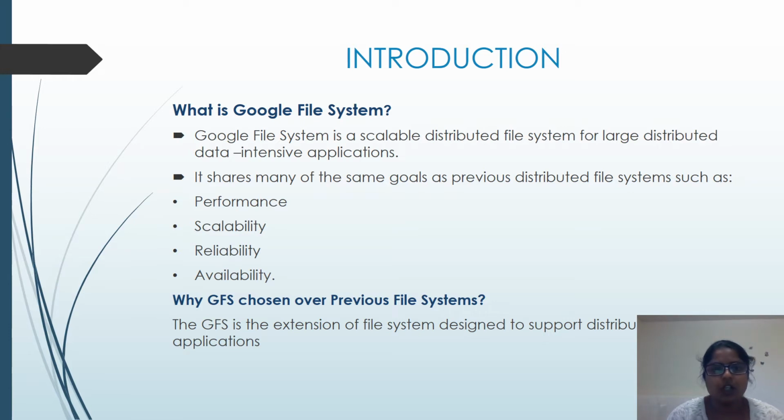Coming to the introduction, what is Google File System? Google File System is a scalable distributed file system for large distributed data-intensive applications. GFS is designed by Google for meeting the rapidly growing demands for data processing needs. It shares the same goals as previous distributed file systems, such as performance, like how well it is performing, scalability, like how much amount of data it can handle, reliability, is it trustworthy or not, availability, how easily we can access this.